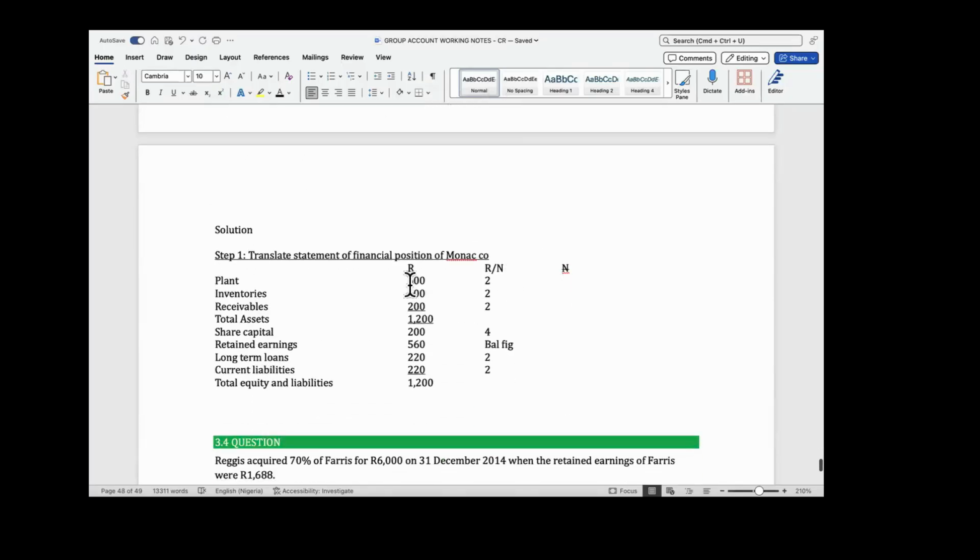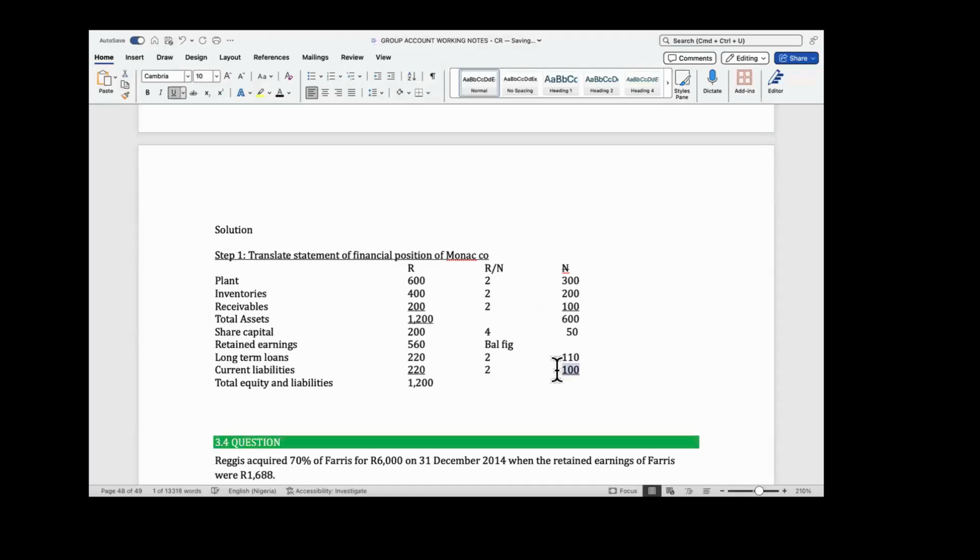So naira has more value. So 600 rand is only 300 naira. 400 rand is only 200 naira. 200 rand is only 100 naira. It's 200 divided by 2. So our total assets here, we should be looking at 600 naira. Share capital, what's 200 divided by 4? That should be 50. What's 220 divided by 2? That's 110. And this is also 110.